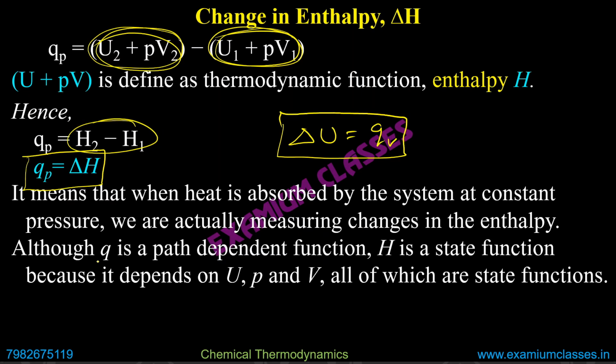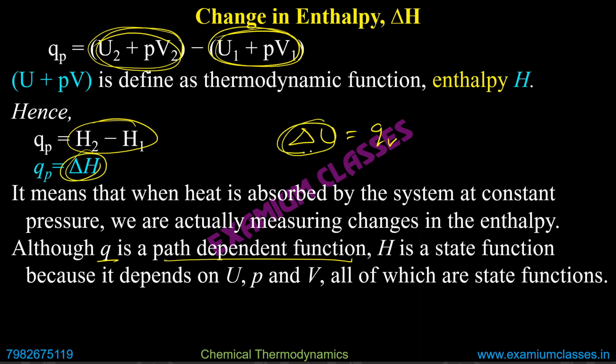So although Q is a path dependent function, now you might challenge that here we are saying Q is equal to delta U, here we are saying Q is equal to delta H. Delta H and delta U both are state functions. It is H2 minus H1, means it depends only on the difference between final and initial state. Delta U is U2 minus U1. It again depends on only final minus initial difference, nothing else.